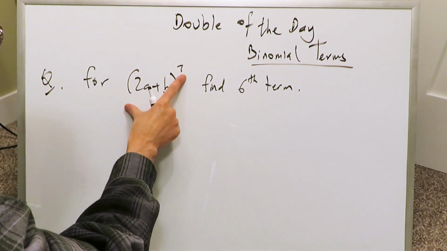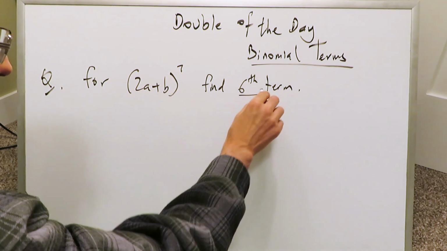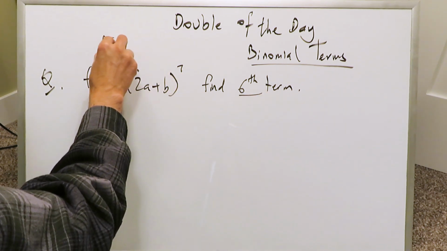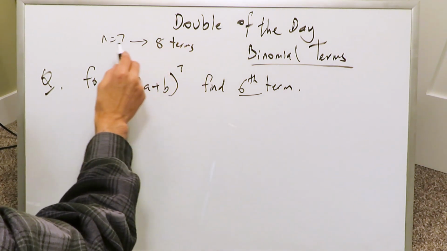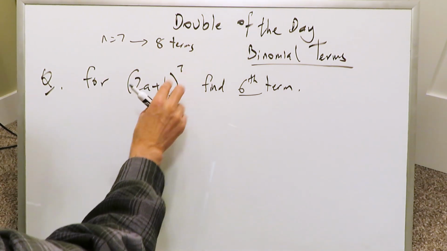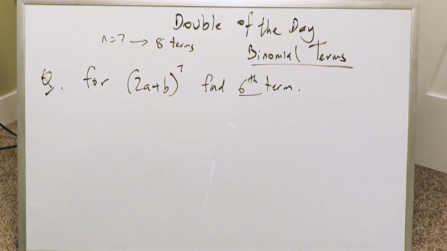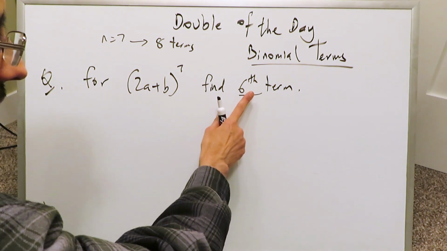(2a + b)^7. We have to find the 6th term. You have an n value here of 7, which would really mean you have 8 total terms if you were to expand it, because n plus 1 gives you the number of terms when you expand it. With regards to this, we're looking for the 6th term.